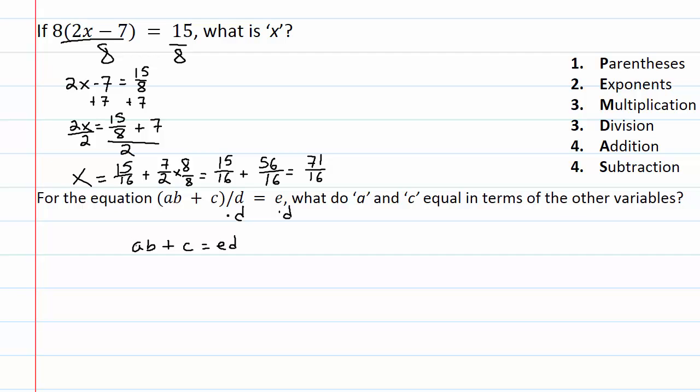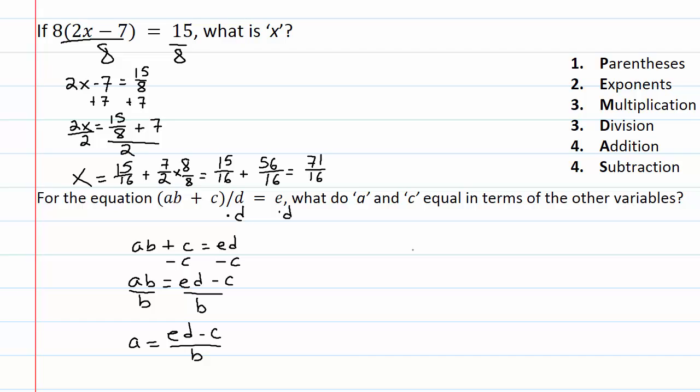We're trying to get A by itself, and the A is not connected to the C, so we can get rid of it by subtracting it. And we now have AB equals ED minus C. Finally, this A is still being multiplied by the B, so we need to divide both sides by B. And now, A should equal ED minus C all over B.